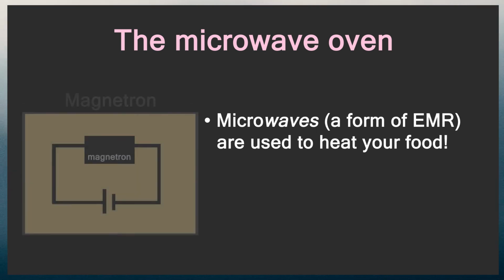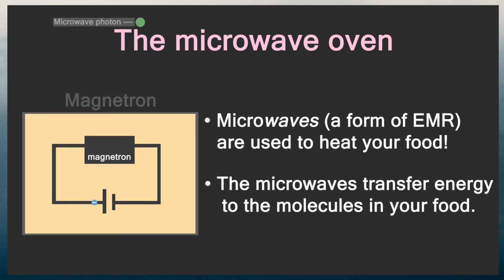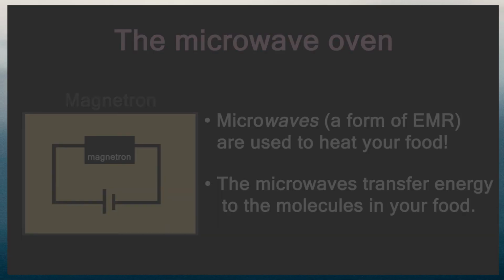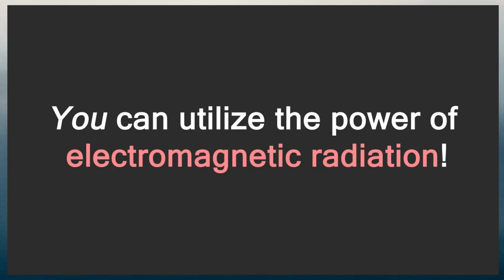A microwave oven contains a device called a magnetron, and when powered, this device converts large amounts of electrical energy into electromagnetic radiation in the microwave portion of the spectrum. When these microwaves reach your food, they begin vibrating the molecules on or near the surface of the food. These vibrations create thermal energy, which the molecules radiate to other molecules in the food, heating it. So next time you heat up some food in your microwave oven, remember that you are utilizing the power of electromagnetic radiation.